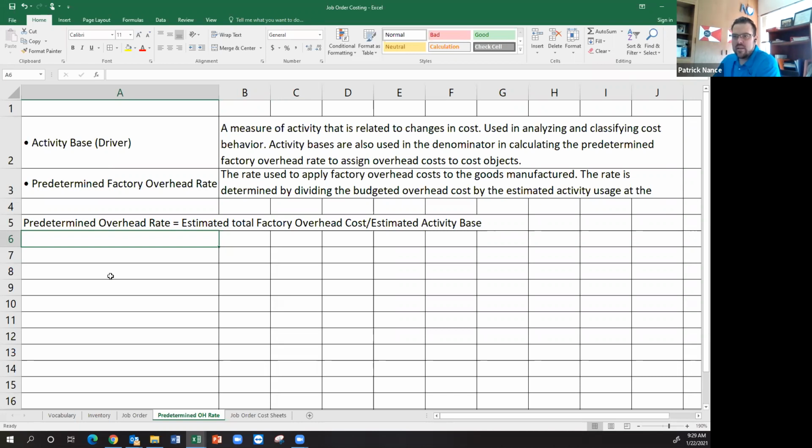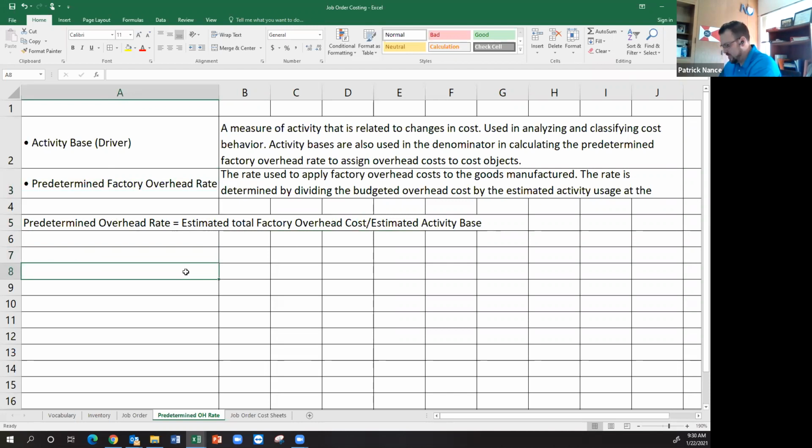Either way, the calculation is exactly the same, whichever activity base we use. We're going to take the estimated total factory overhead and divide it by the activity base. And what we'll come out with is an overhead allocation rate based on a given allocation base, and then we can allocate from there. It sounds a lot more complicated than it actually is.